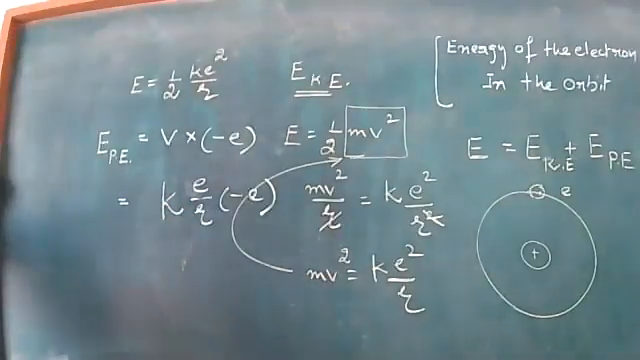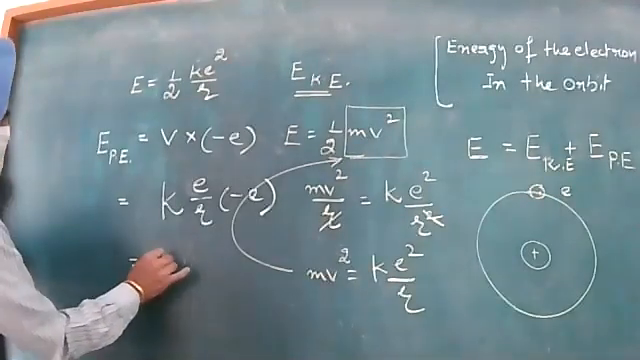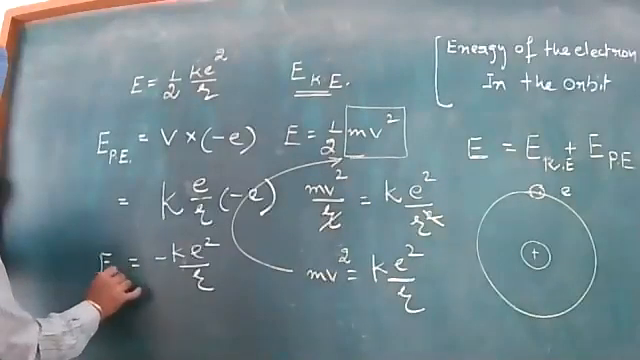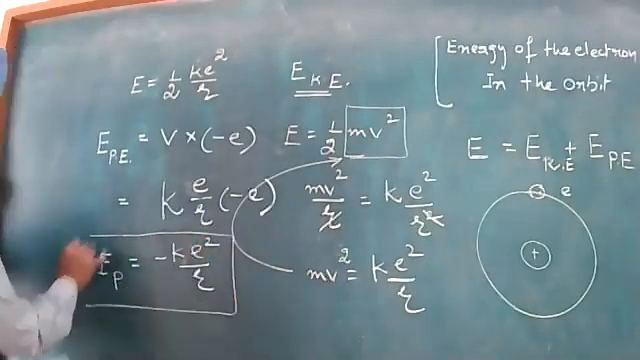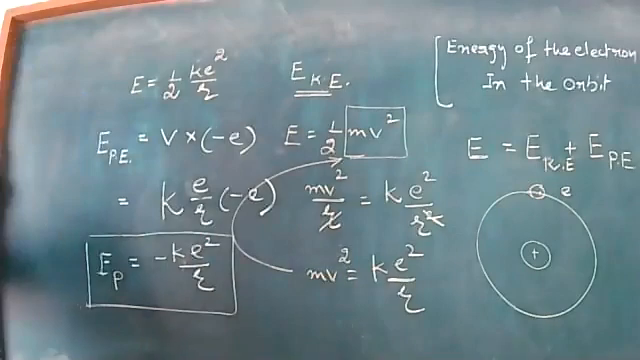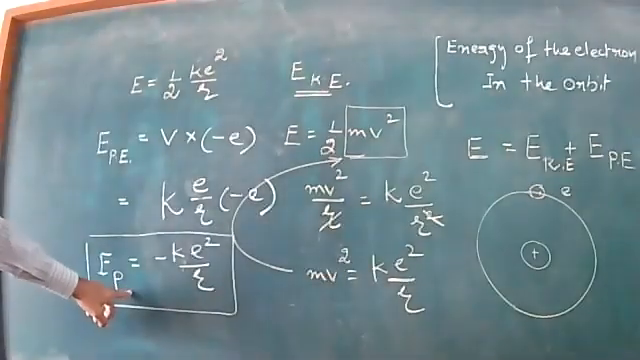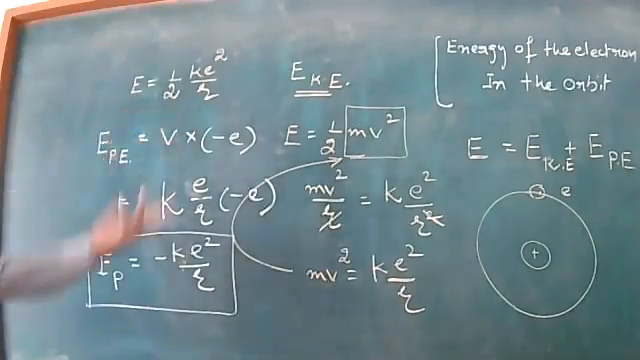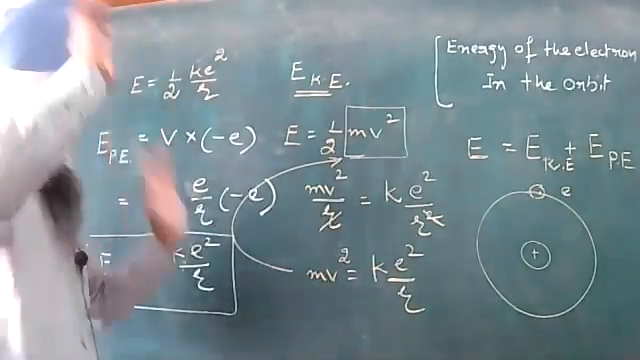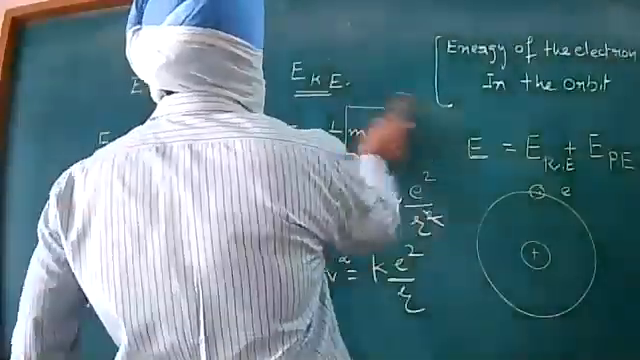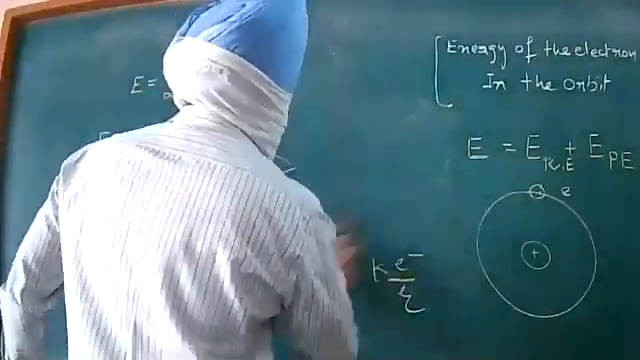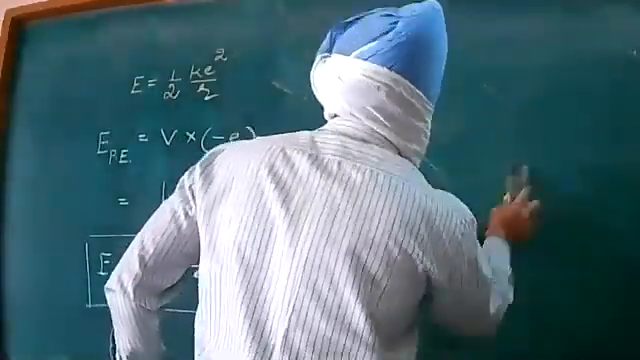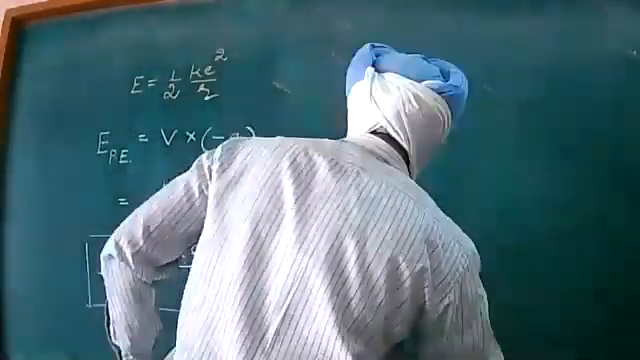Justified beta. So dear all, this is minus k e square upon r. This is your potential energy beta. Now beta, nothing is left. We will just add this and this expression, and we will get the final energy calculated. Let us do that beta, so we can further have the total energy calculated.